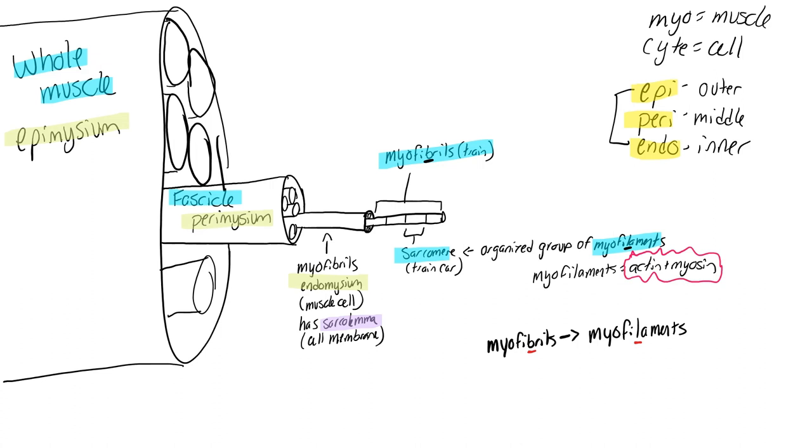Also, little hint, myofibrils, myofilaments. The reason I underlined the B and the L is because the myofibril is the bigger one. The myofilament is the littler one.